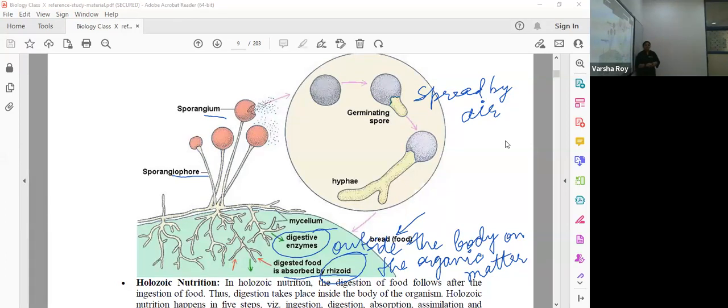So there are hyphae, horizontal tube-like structures, which help them to hold the organic matter. So you can copy this, because right now it seems like only a nutrition part, but this structure will come again in reproduction. So better you do it right now.